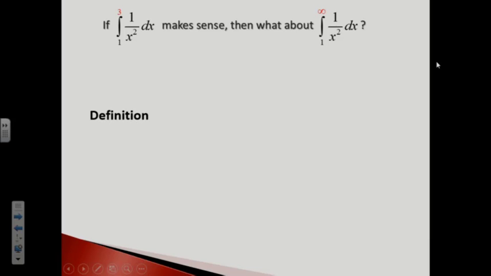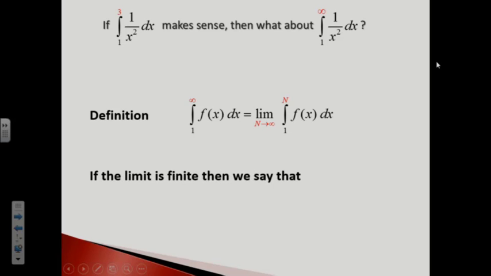To find such an integral, first use a definite integral to compute the area from x equal a to some finite number x equal n, and then let n approach infinity in the resulting expression. If the limit is finite, then we say that the improper integral converges, otherwise the integral diverges.